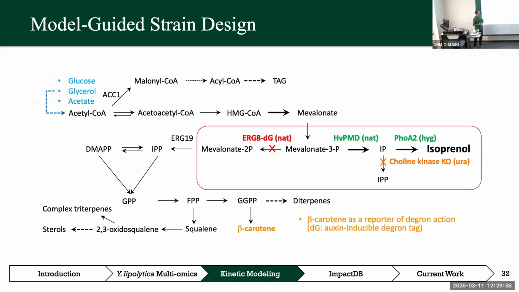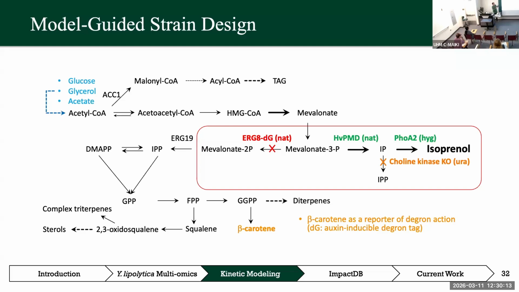It's from an archaea species. And then we also added a phosphatase from E. coli to do the reaction from IP to isoprenyl, and knocked out one of the kinases that we think is doing the IP to IPP side reaction that's taking away from our pathway. And then there's ERG8, the mevalonate phosphate to mevalonate diphosphate reaction. That's the one that is essential, so we can't just directly knock it out.